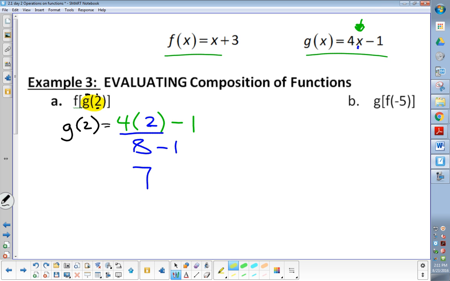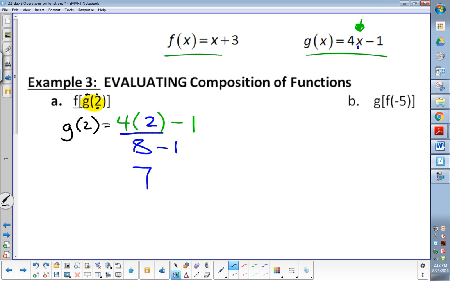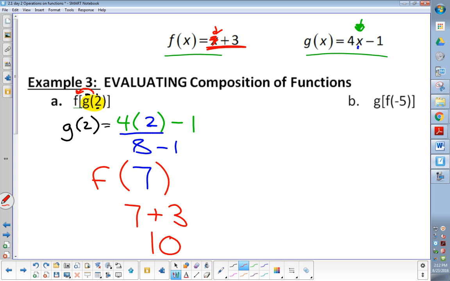Once we've gotten that answer, what letter is still left over? The F part. I still have to do this F part. I still need to find now this plugged into F. Or in other words, I need to now find F of 7. So I'm going to rewrite this problem right here, but instead of this X, I'm going to replace it with the number 7. So it's 7 plus 3, so my final answer is 10.